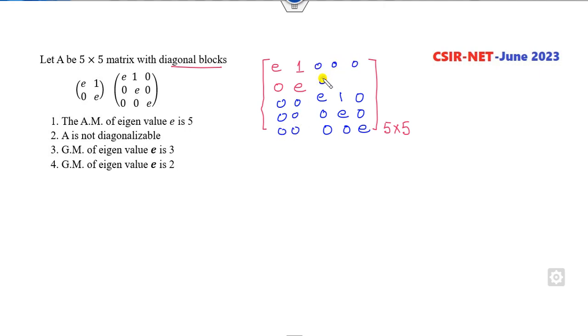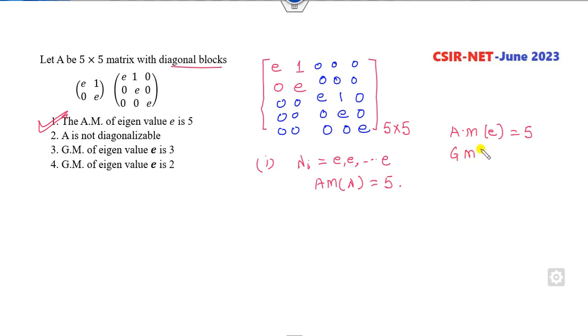Then which of the following is the correct statement? Look at that first. What are the eigenvalues? The eigenvalue is e, how many times? 5 times. So the algebraic multiplicity of lambda is 5. The first option is correct. A is not diagonalizable. So how can you check that? You have to find the algebraic multiplicity of e, which is 5.